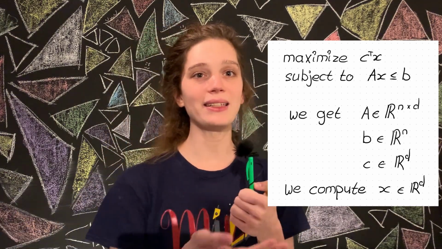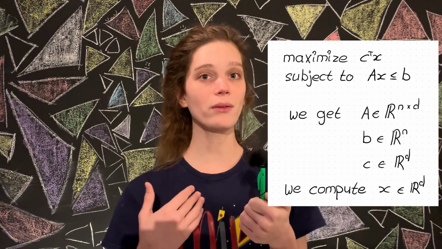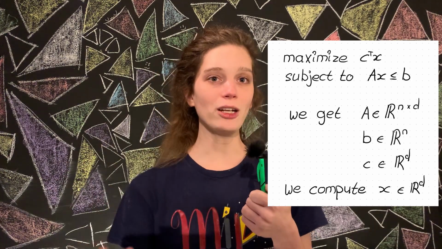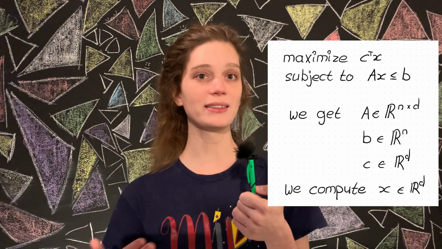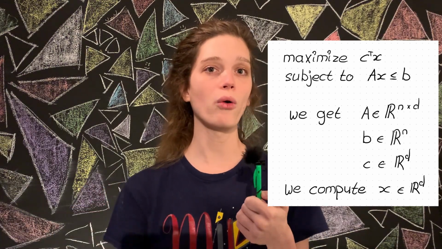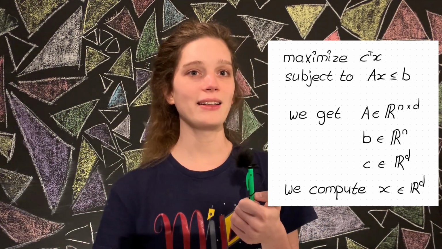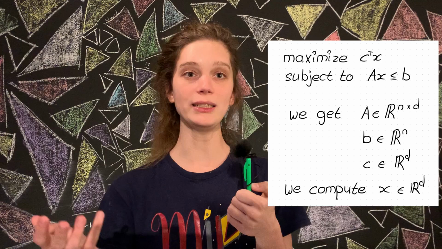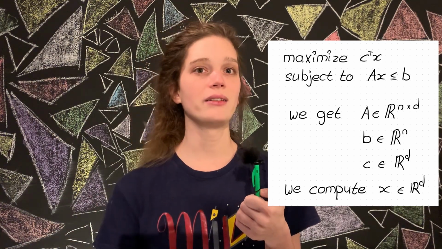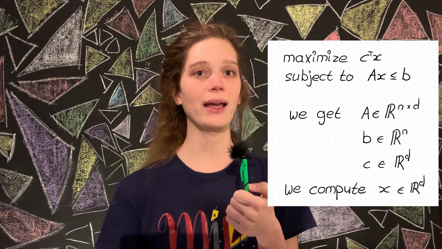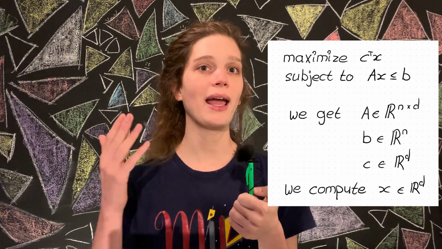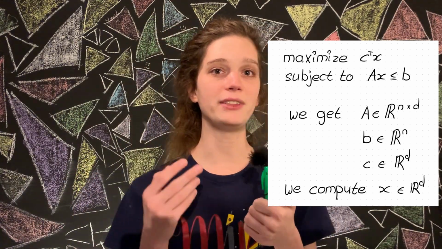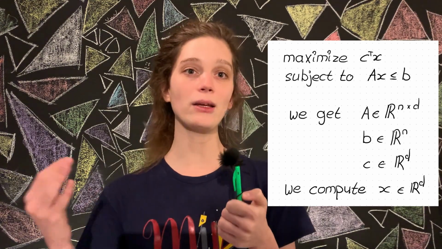Now, if there exists a feasible X, then it is our task to find a feasible X for which the inner product, C transpose times X, is as large as possible among all feasible X's. For our last bit of notation, we assume that the vectors C and X live in R^d, the vector B lives in R^n, and the matrix A then lives in R^(n times d). In linear programming terminology, we would say that we have d variables and n inequality constraints.